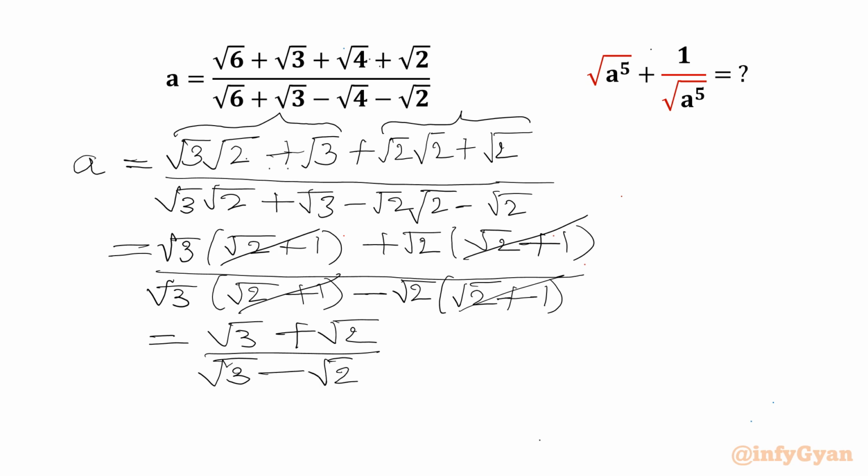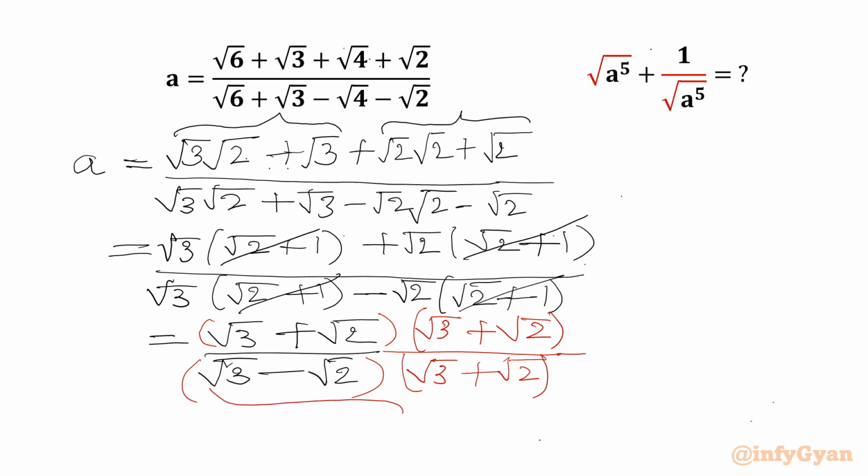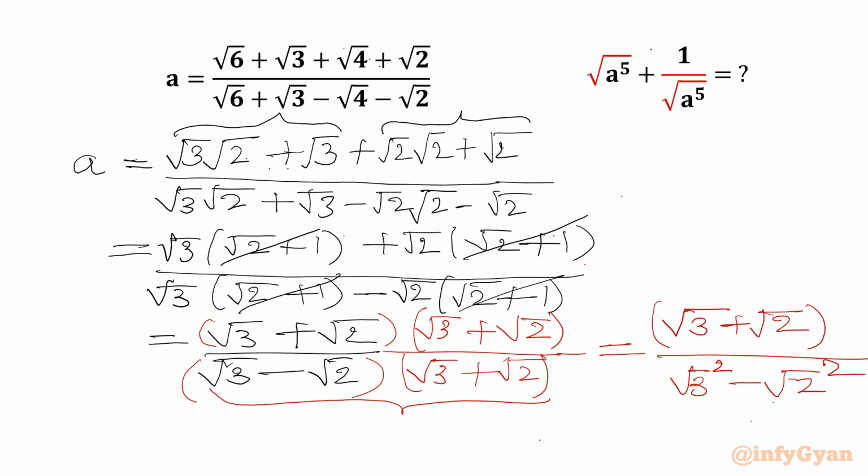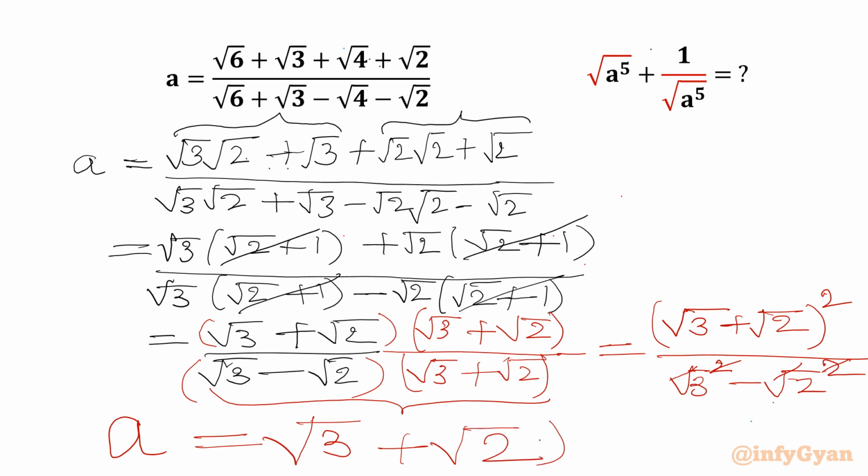Now I can rationalize my denominator. So I need to multiply in the numerator and denominator by the denominator's conjugate, which will be root 3 plus root 2. Here also root 3 plus root 2. Now the denominator will give us root 3 square minus root 2 square as per the difference of two squares identity, and the numerator will become root 3 plus root 2 whole square. So we can cancel square root with a square in the denominator, so the denominator will become 3 minus 2, which is 1. So I will write our a will be equal to root 3 plus root 2 whole square.